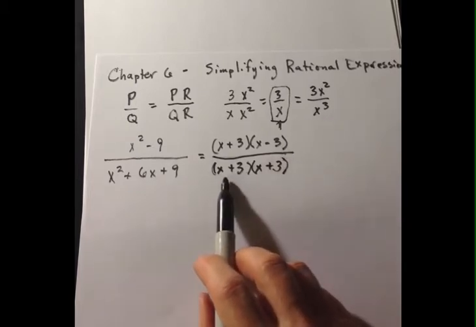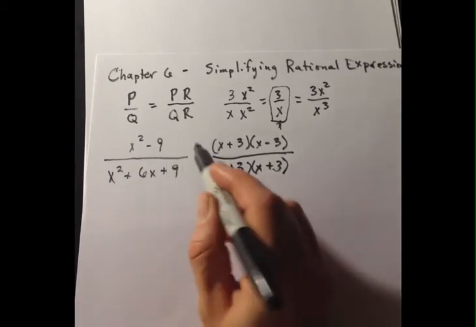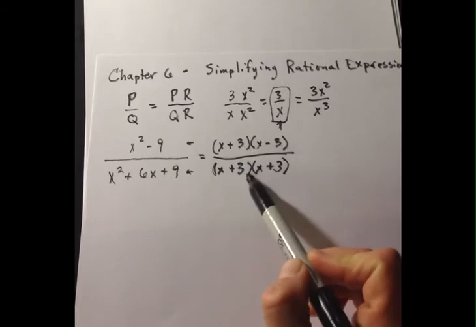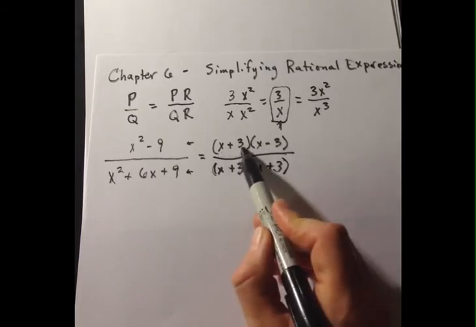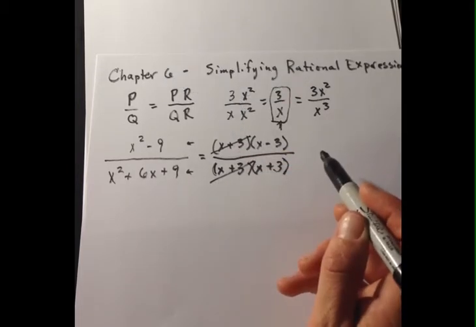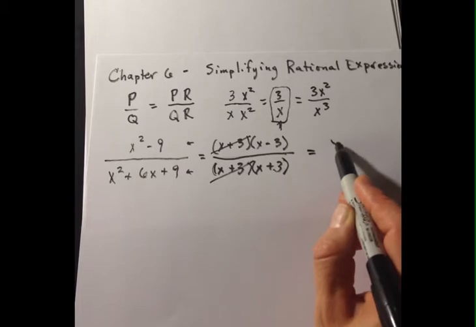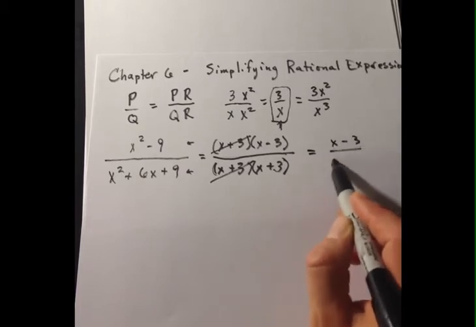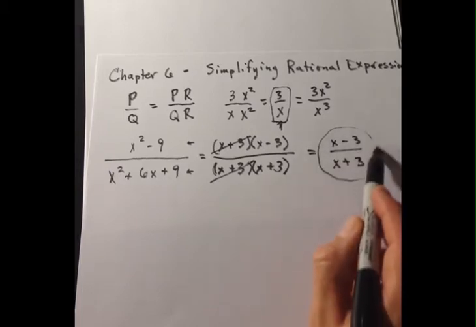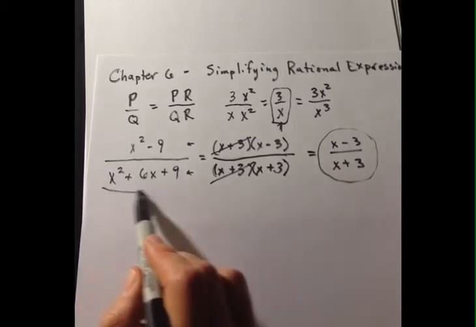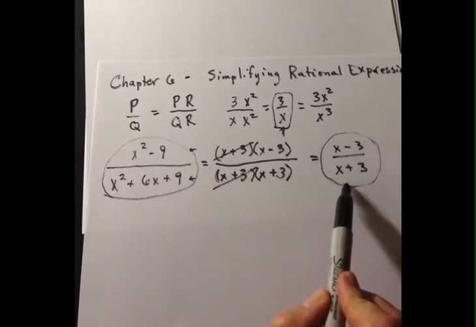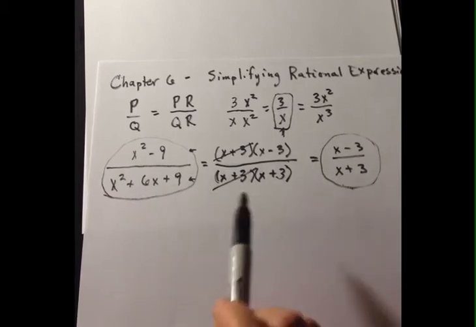Now, if I look at the factored form for each of these expressions in the numerator and the denominator, I see that both have a factor of x minus 3. So that could be canceled out on top and bottom, which leaves me with just x minus 3 over x plus 3. This is a simplified form of this. They are equivalent to each other, but this is a simpler way of writing the same thing.